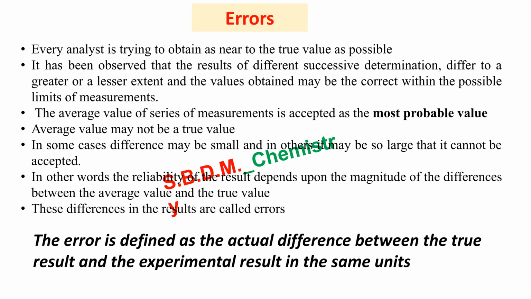Analysts aim for results as close to the true value as possible. Differences between successive measurements are common. The difference between the average value and the true value determines the result's reliability. These differences are defined as errors, which is the actual difference between the true and experimental result.